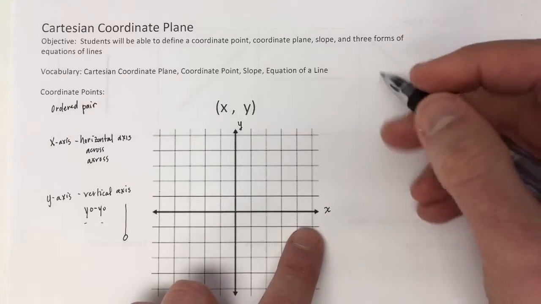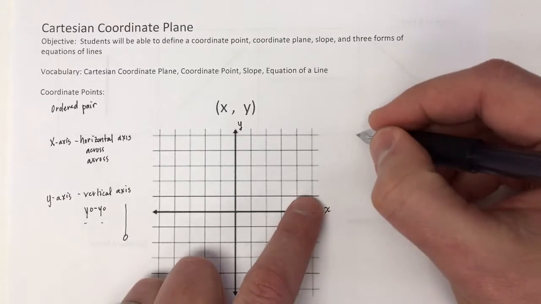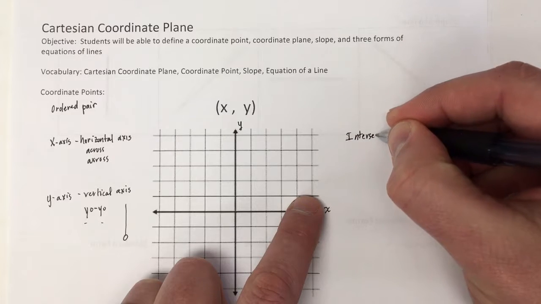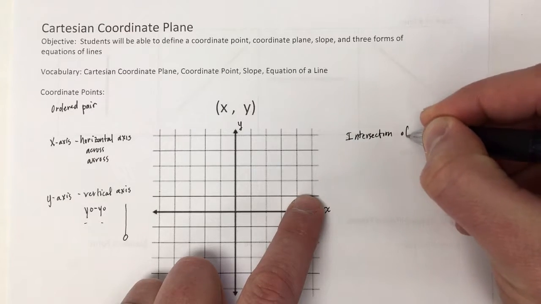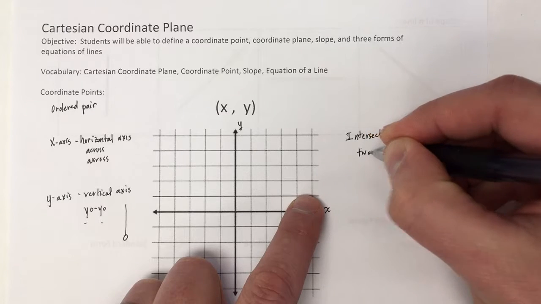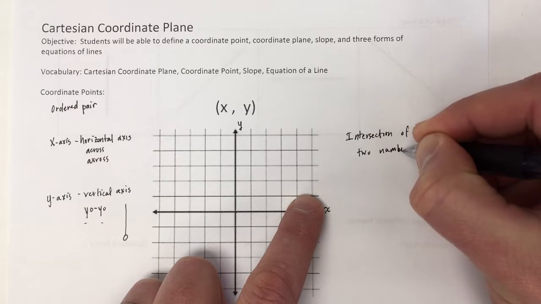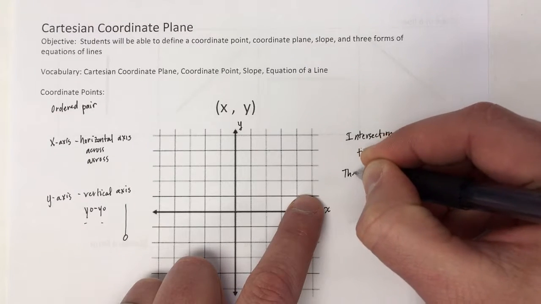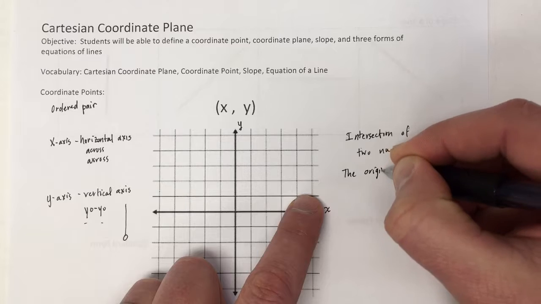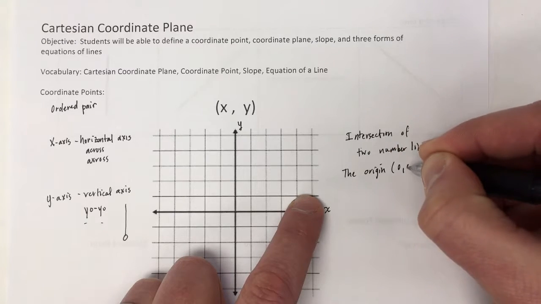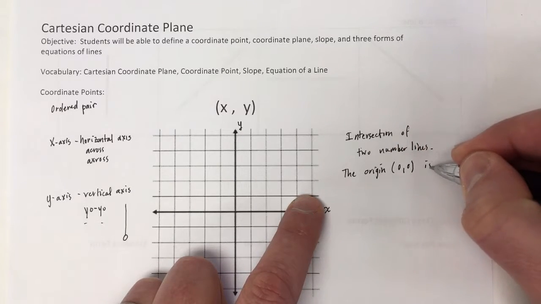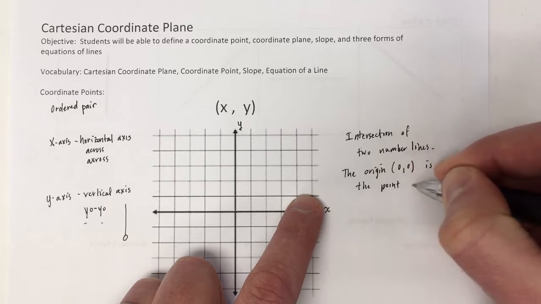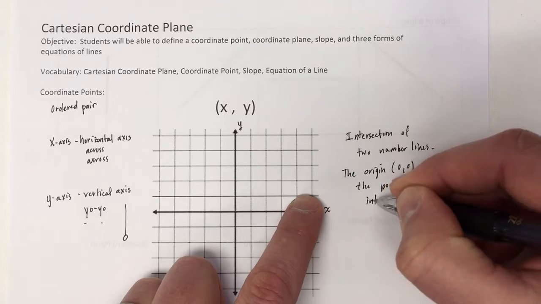And if you think about this in terms of what these really are, it's the intersection of two number lines. The origin, which is 0, 0, is the point of intersection.